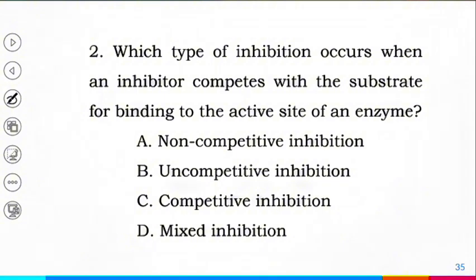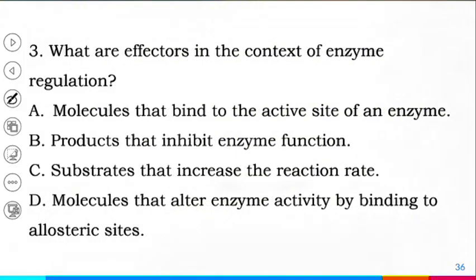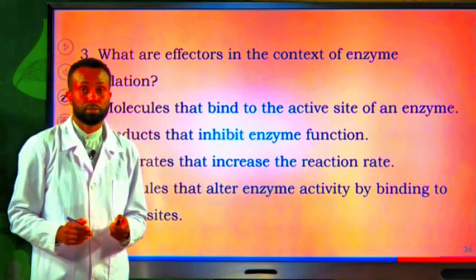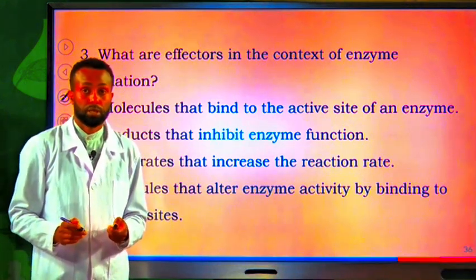Question number 3. What are effectors in the context of enzyme regulation? A. Molecules that bind to the active site of an enzyme. B. Products that inhibit enzyme function. C. Substrates that increase the reaction rate. D. Molecules that alter enzyme activity by binding to allosteric sites. Students, I will give you 3 minutes to discuss these questions. Let's begin.